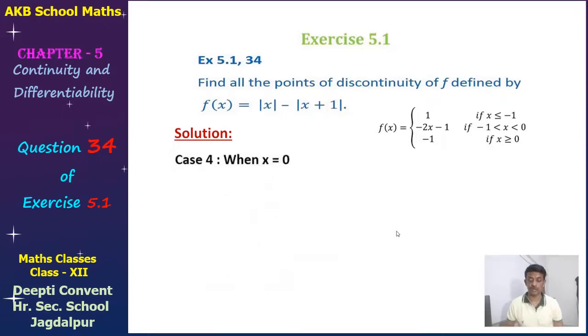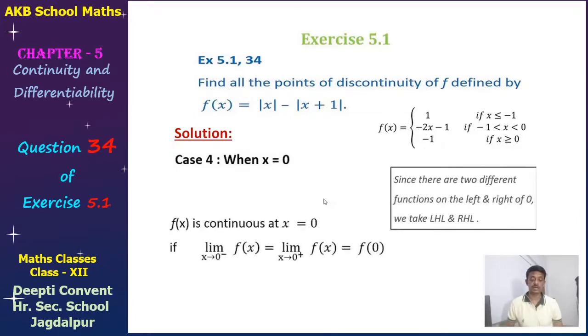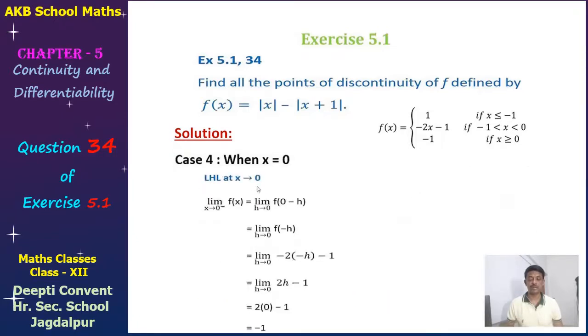Now take case 4, that is x equal to 0. At 0 also there are two sides, this is the left side and this is the right side. Also here two sides are there, so left hand limit and right hand limit should be equal to f(0). Now let us find the left hand limit and right hand limit as follows. Left hand limit as x tending to 0, that is 0 minus h, f(minus h), the left hand side is here, minus 2x minus 1, where minus 2x means minus h. Put h equal to 0, you get minus 1. Similarly, right hand limit as x tending to 0, that is 0 plus h, the right hand side is there, the value of the function is minus 1.